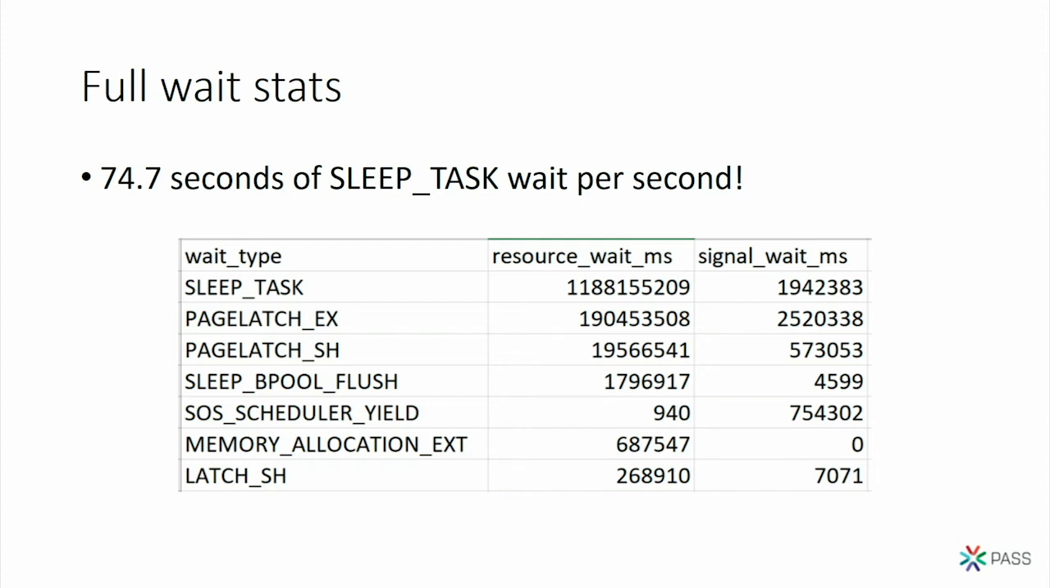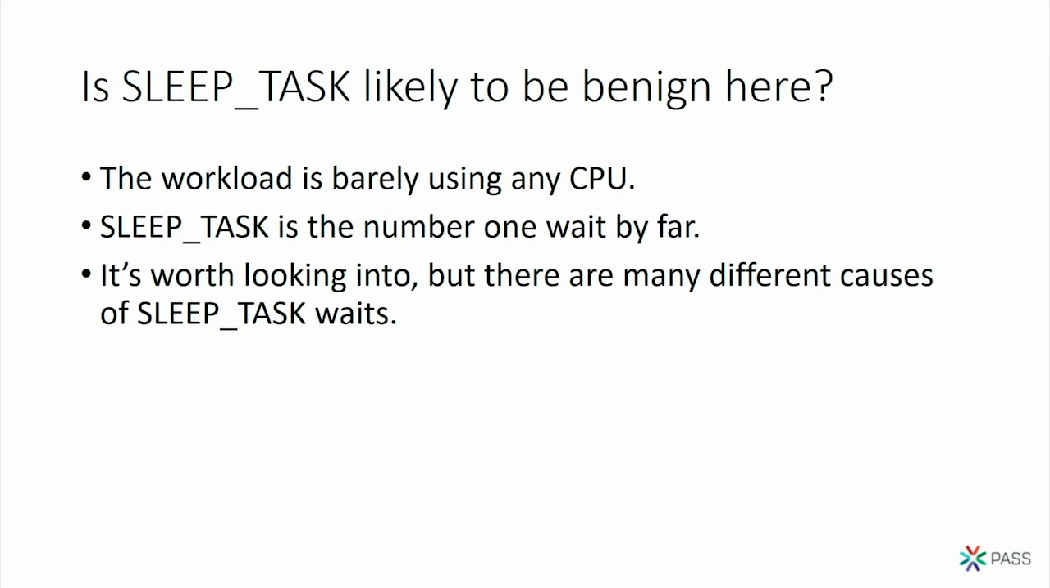Now, you might see some guidance: well, sleep task is benign, filter it out. And most of the time you can, except when you can't. So here, I've got low throughput, I've got low CPU, I've got very high sleep task waits. I need to look into it. This is not benign. Now, sleep task is kind of a generic holder for lots of different types of waits, so I need to look a little bit deeper.